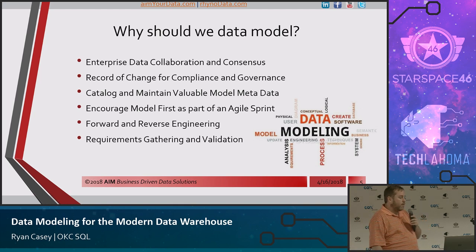You can catalog and maintain valuable model metadata. Encourage model first as part of the agile sprint. So what I mean by that is essentially when you have an agile sprint and say you're going to have new columns come into your data warehouse, if you model first, you can take advantage of some of these modeling tool features that I'm going to talk about. The benefit of this modeling first approach is that you're keeping your models up to date as you're going through your sprints.